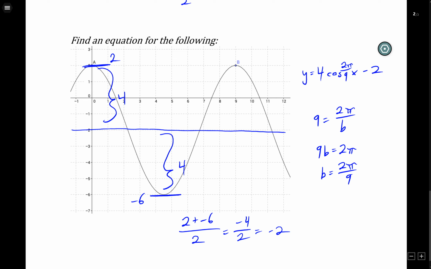Well, hopefully that was easy enough. Remember that the A corresponds with the amplitude. Remember that the B has to do with the period, but we have to use the formula and solve. And remember that the D is the center line.